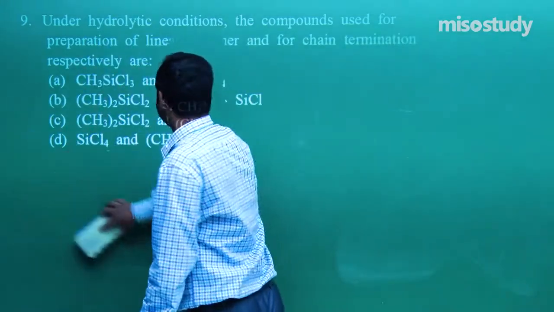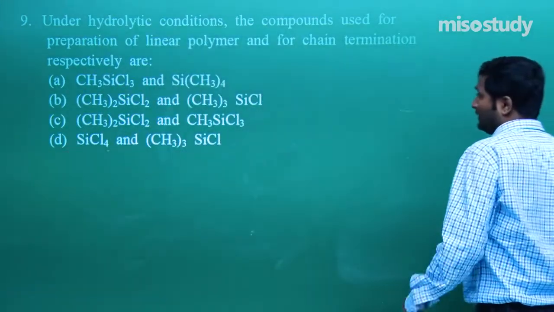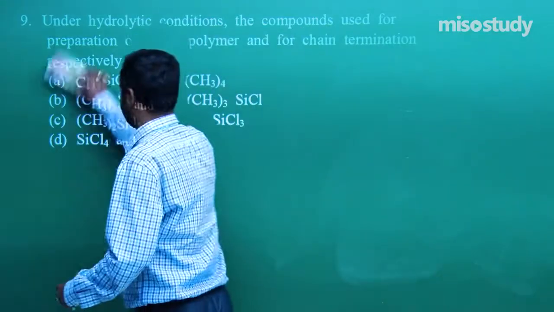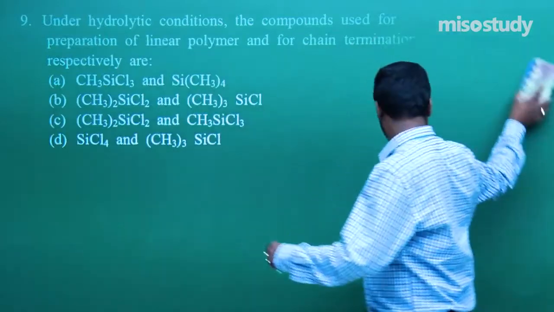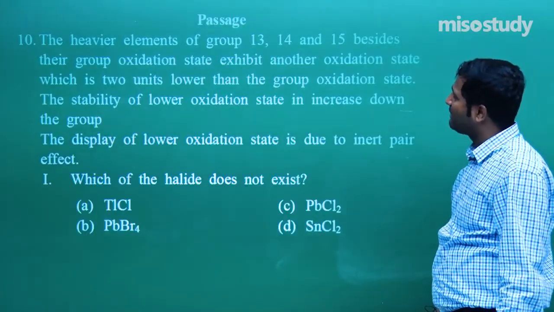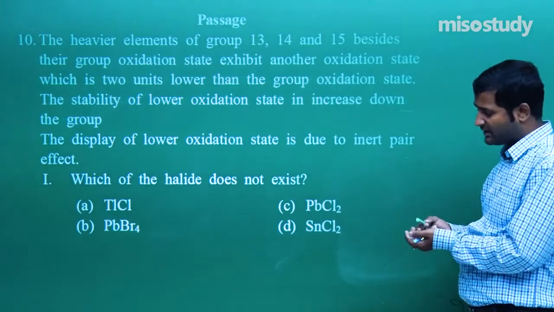Now, wait for a moment. Let's move to the next part, last question. What is the last question? Check it out. This one is a passage type question. Read the passage carefully. What is given here?